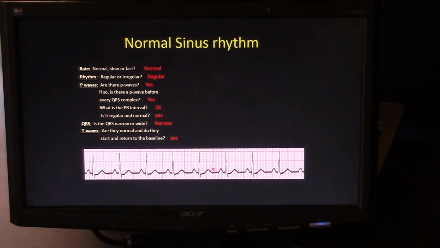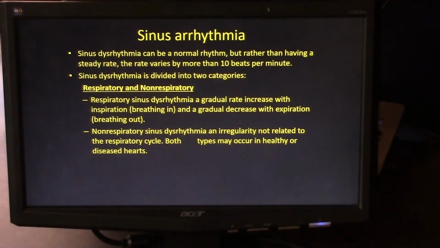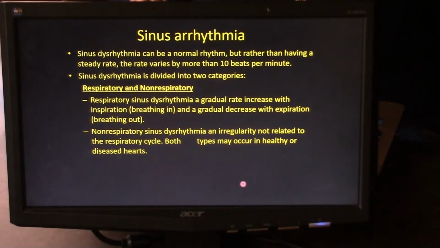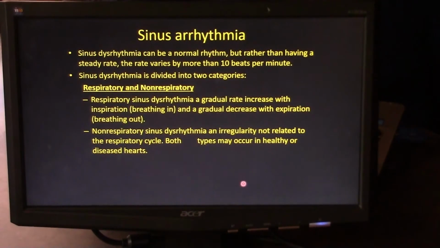This here, because everything fits in the criteria for normal sinus rhythm, including heart rate, is known as normal sinus rhythm. Now there is a phenomenon known as sinus arrhythmia, and it's extremely common in younger people, and for most people it's benign. It can be normal, but rather than having a steady rate, the rate varies by more than 10 beats per minute.